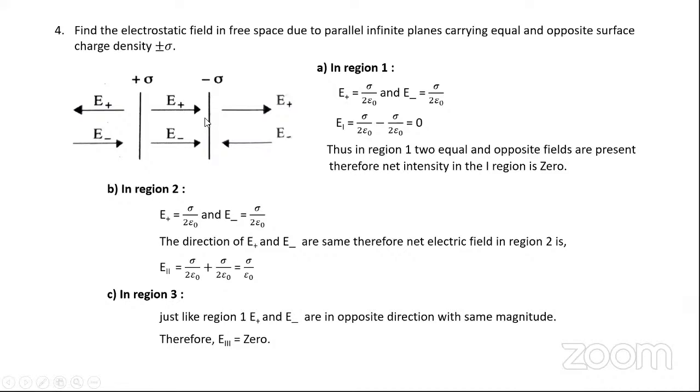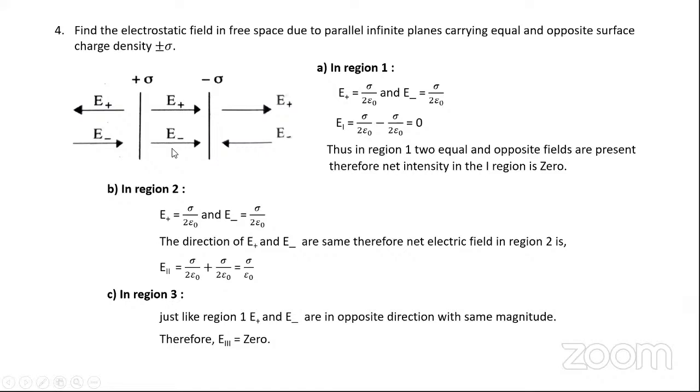So here I have shown the different directions of the electric field in three regions. Due to the positive plate, this is the electric field intensity in the first region, this is E plus in the second region, and E plus in the third region. Now this is the electric field intensity due to the negative plate, in the first region, second region and third region. Okay, is it clear to you?